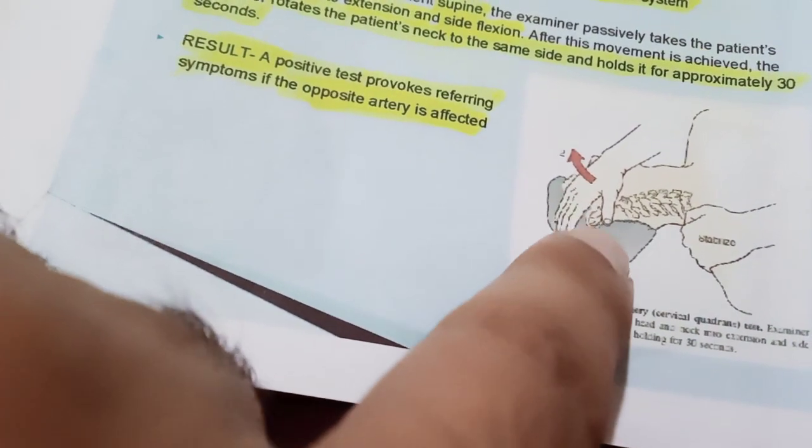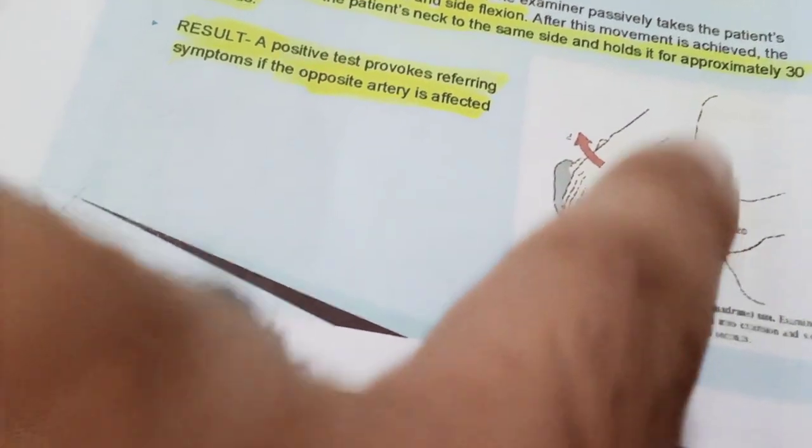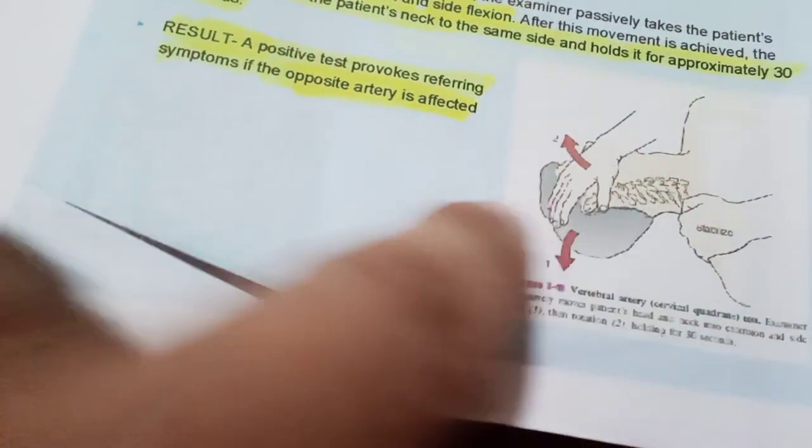لو الناحية التانية، الناحية دي لو فيها ألم اللي هي الأوبزيت سايد، يبقى الارتري الناحية التانية هو الكرومايزد.